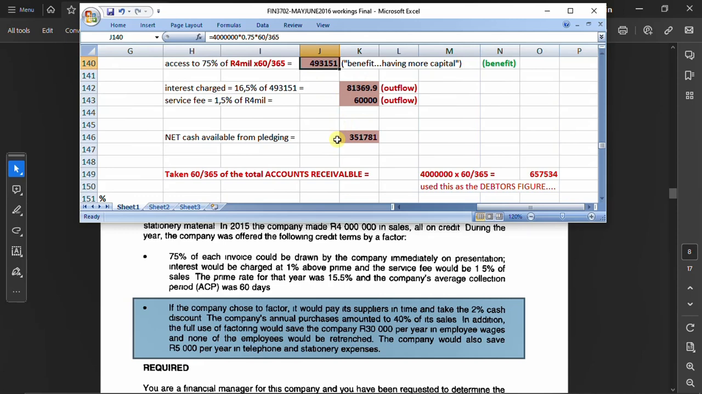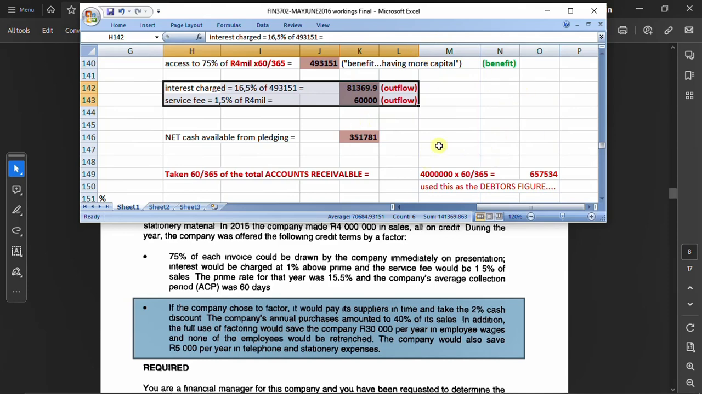So I need to calculate how much debtors I have in terms of my collection, and based on that number I can then compare and decide whether this is going to benefit us as a business. Look at the situation: if I have 4 million in debtors, with an average collection period of every 60 days, I'm going to be collecting cash. Every 60 days, I'm going to be collecting that amount of money.